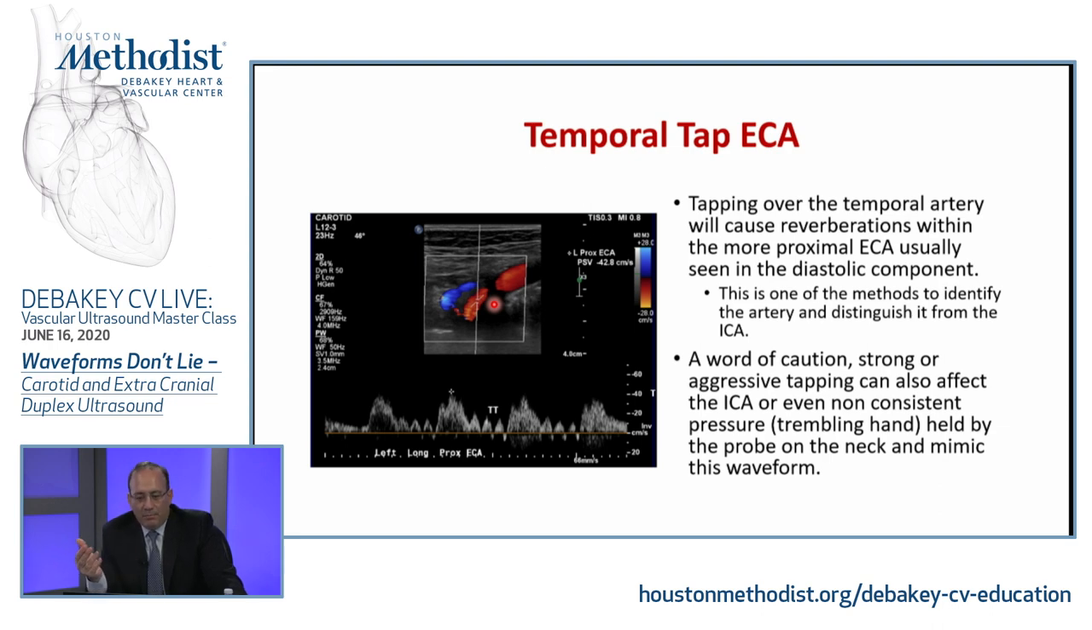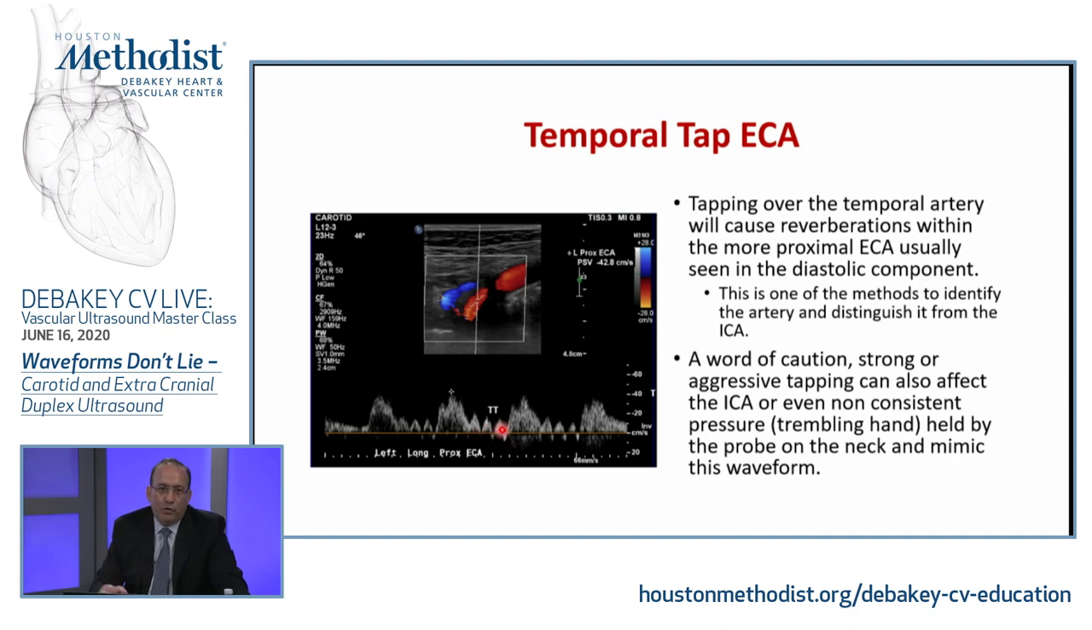Something else that we can do is a temporal tap. With the probe in longitudinal view over the carotid, we can tap over the temporal artery, and you have to hold the probe gently. When you tap, you're going to see, especially within the diastolic component of the flow, the reverberations from the tap in the temporal artery. However, you have to be cautious, because if you tap too hard, you may also see those reverberations within the internal carotid artery.